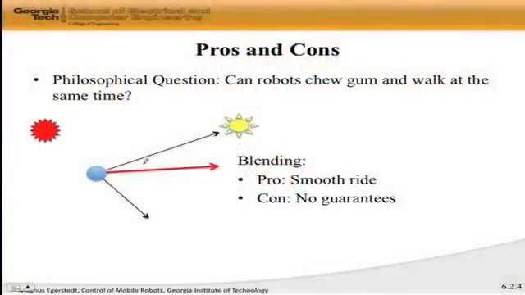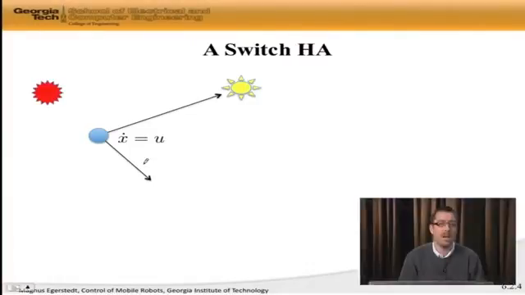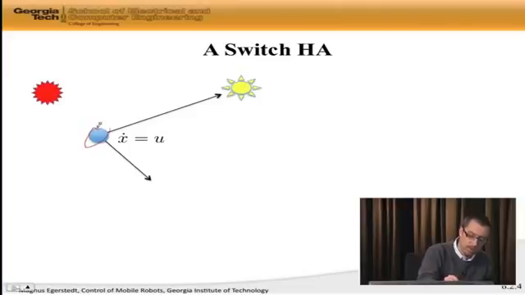So let's first of all build both of these solutions, and then we're going to take some kind of stand here where we're going to prefer one over the other. So let's actually start with the switched hybrid automaton. So again, we have the robot, the goal, and the obstacle.